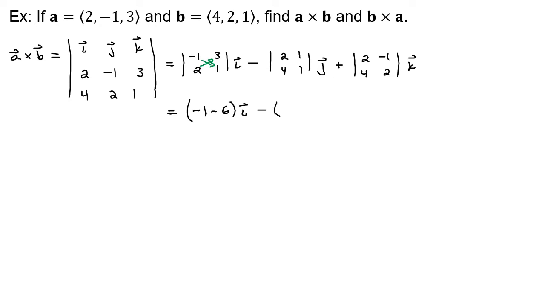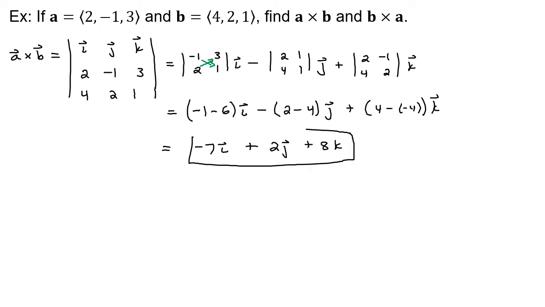On the J, 2 times 1 is 2, 4 times 1 is 4. 2 times 2 is 4, minus 4 times -1 is -4. So this is -7i. 2 minus 4 is -2, but the negative in front makes it a positive 2j. And 4 minus -4 is 8, so I get a plus an 8k. That is my cross product. Or, if you wanted to write it in the same notation, -7, 2, 8.